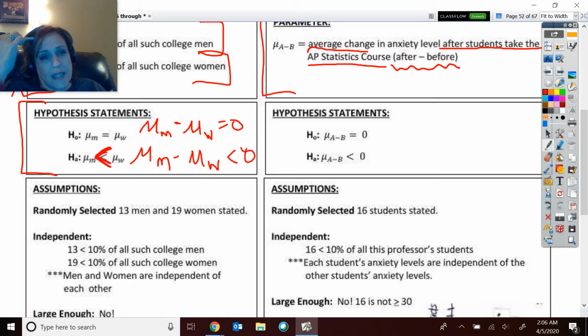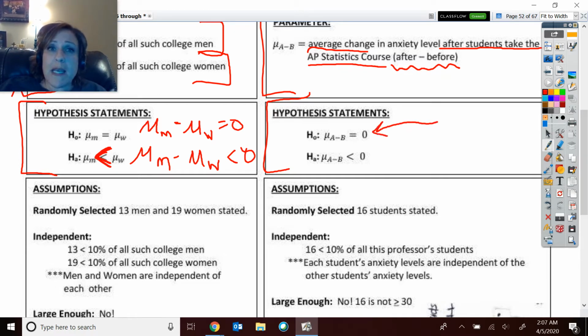Okay, I usually like it the way I have it written there. Now, take a look at how this hypothesis statement looks when the data is matched. Here we just have one mean listed. The mean of the after minus before is equal to 0.